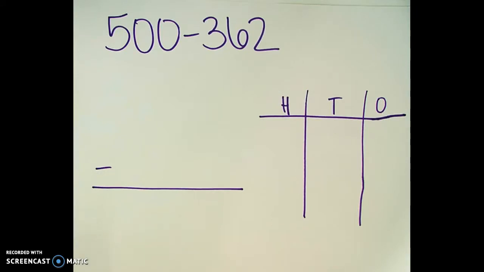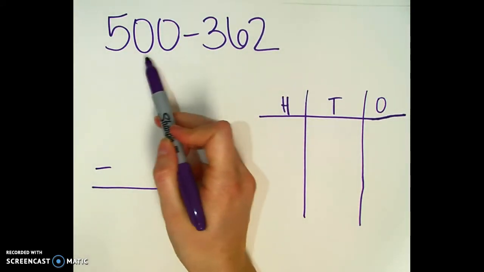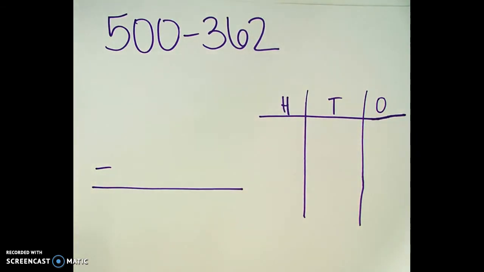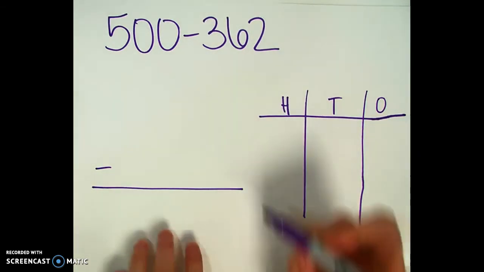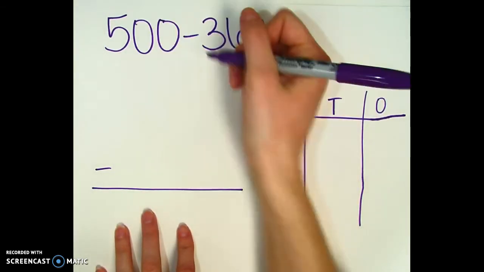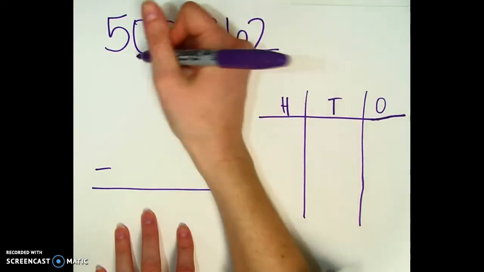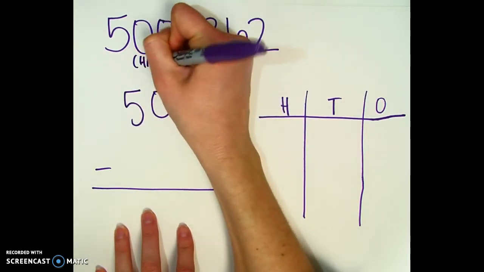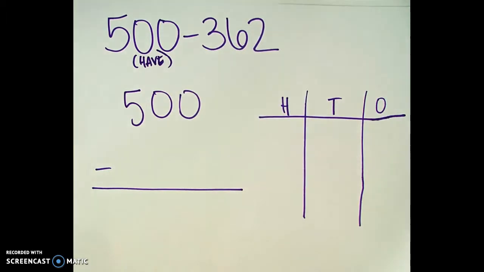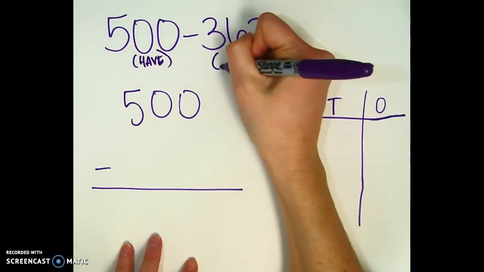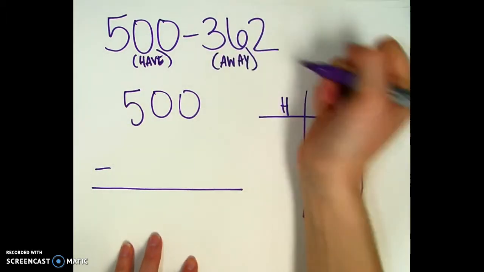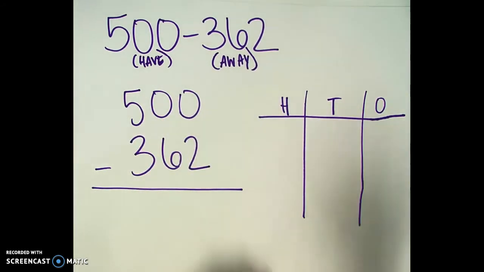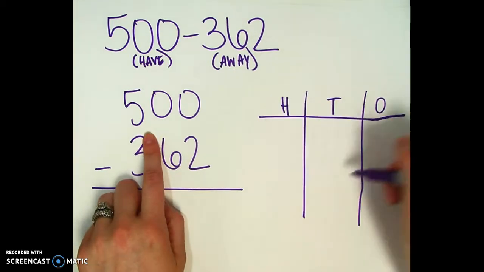Alright, let's try a problem that has zeros in it. Zeros are kind of scary sometimes when we're subtracting because we have to borrow. So, line up your numbers vertically. The bigger number is always on top, 500. That's what we have, and the second number is what we're taking away. 362. Okay? So, let's visualize what we have.